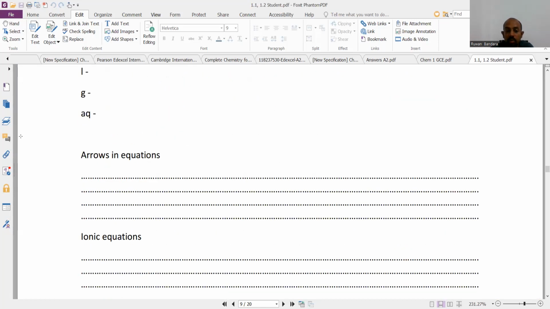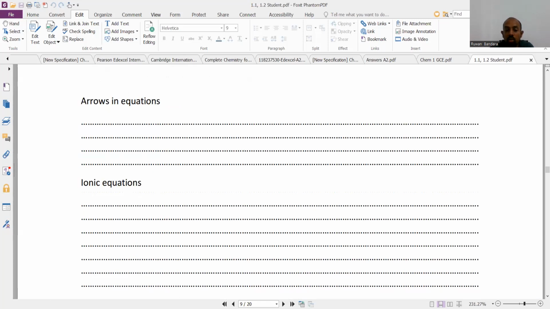Right. Next one, arrows in the equation. How to find the state of a compound? Solubility rules, if you can remember, you can identify the solids. But others depend on practice. Mainly the practice. Let's do several questions now, then it will come automatically.